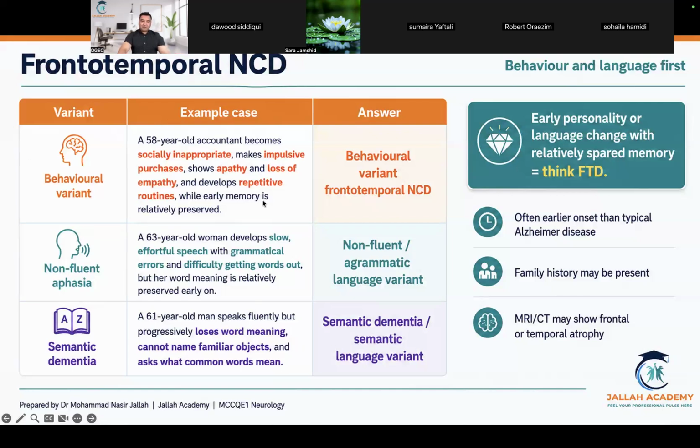Now, the patient develops either one part of this before memory problems, or a combination of these three variants, and then the memory problem happens. Early personality or language change with relatively spared memory: think of frontotemporal dementia or frontotemporal neurocognitive disorder. Often early onset, earlier than typical Alzheimer. Family history may be present. MRI or CT scan shows the frontotemporal lobe is shrunk.